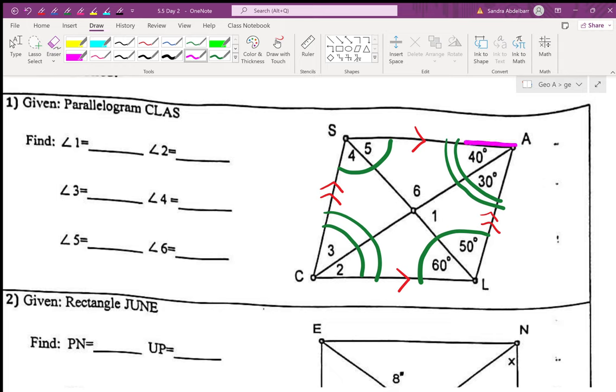So look what I have here. Do you see that Z I just made? There we go. Nothing ever goes away, huh? Even though we're done with that chapter, it's not going away. All right, so what does that mean? What does that Z mean? If SA and CL are parallel, angle 5 has to be 60 degrees. If the arms of the Z are parallel, the armpits are congruent. So angle 5 is 60 degrees.